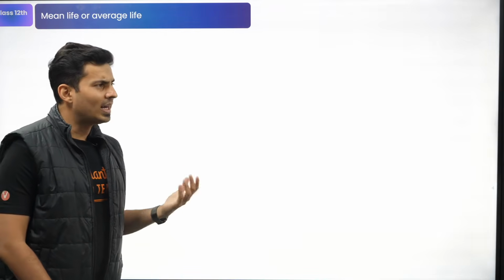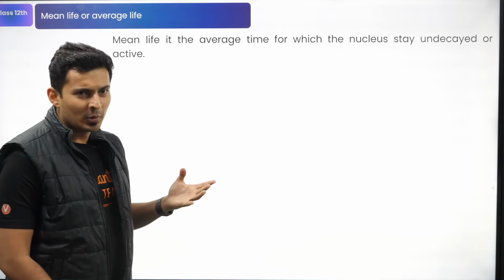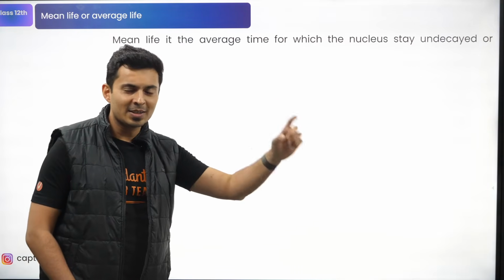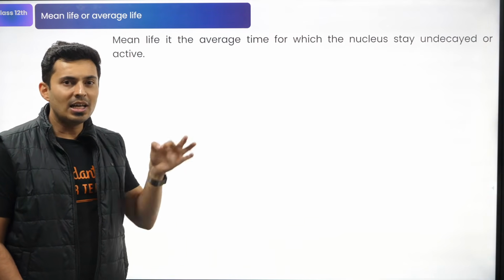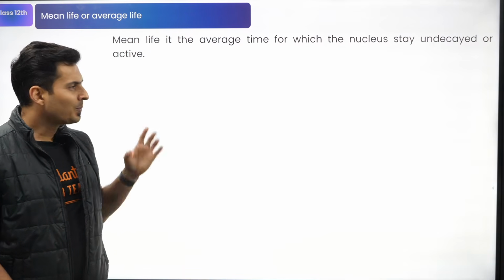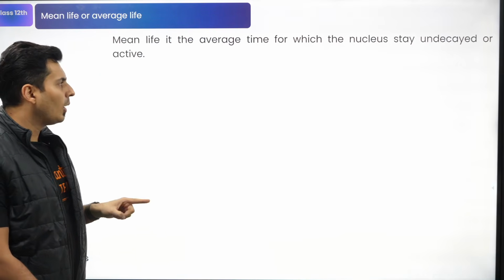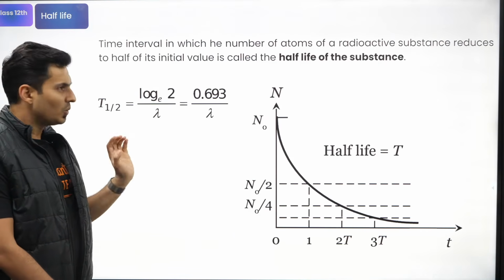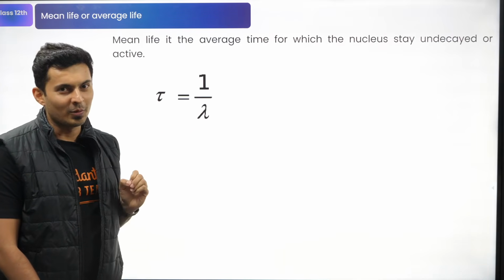You have another thing called the average life. Every nucleus stays alive for some amount of time before it finally decays. So if you take the time which every nucleus stays alive, t1, t2, t3, and take the average of that, that is called the average life. So the formula for average life is just 1 by lambda. There is no log 2 just like over here. So the average life is simply 1 by the decay constant.